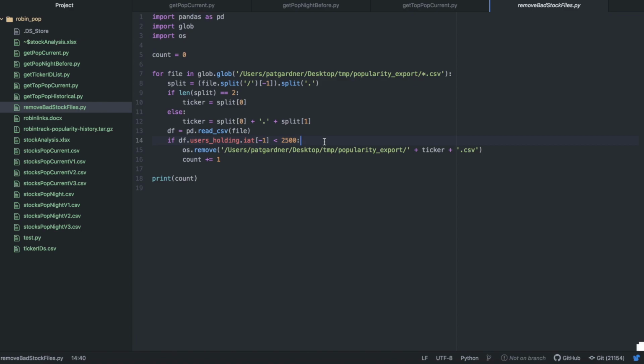I took the folder of all the CSVs that RobinTrack uses, and I removed any that had less than 2,500 users in the last recorded data point. In doing this, I limited the number of stocks I'd have to check and greatly reduced the runtime.